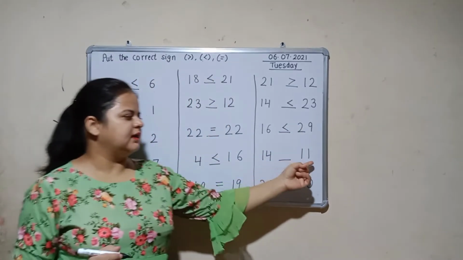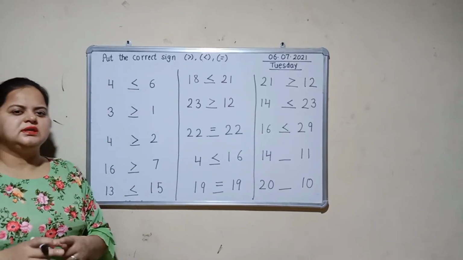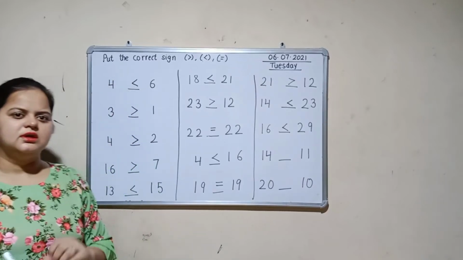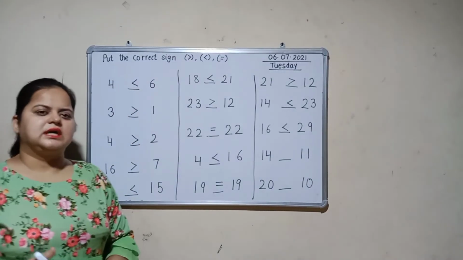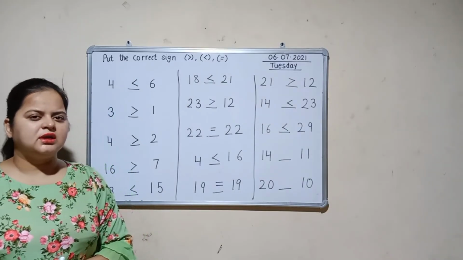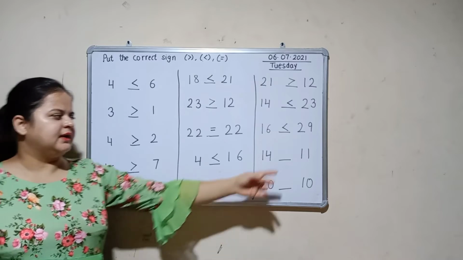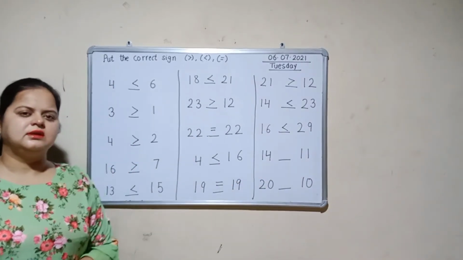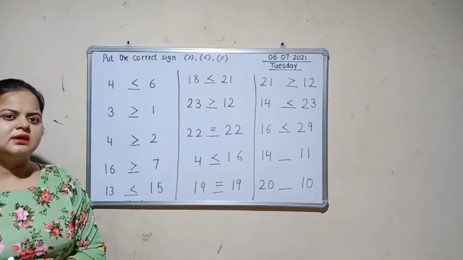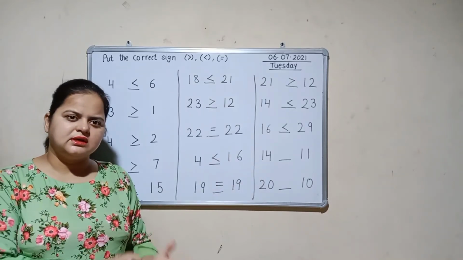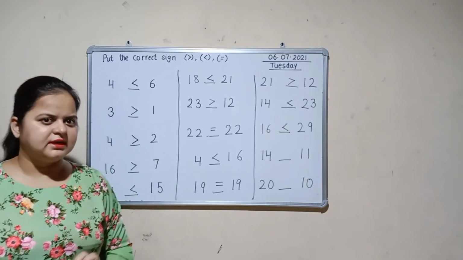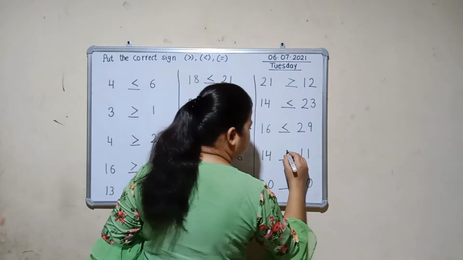Again, 14 and 11. Let's speak the counting from 11. Okay, 11, 12, 13, 14. 11 is less than 14. Yes, and 11 comes first in counting and 14 after 11. Right? 14 comes down after 11. 11, 12, 13, 14. Yes, so 11 is smaller than 14.